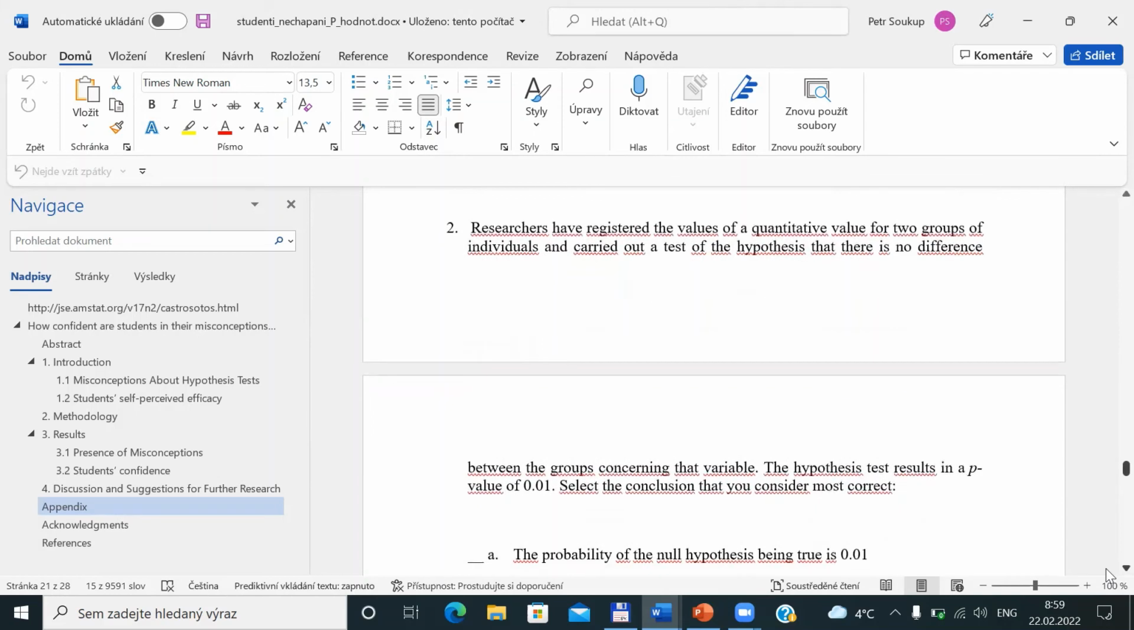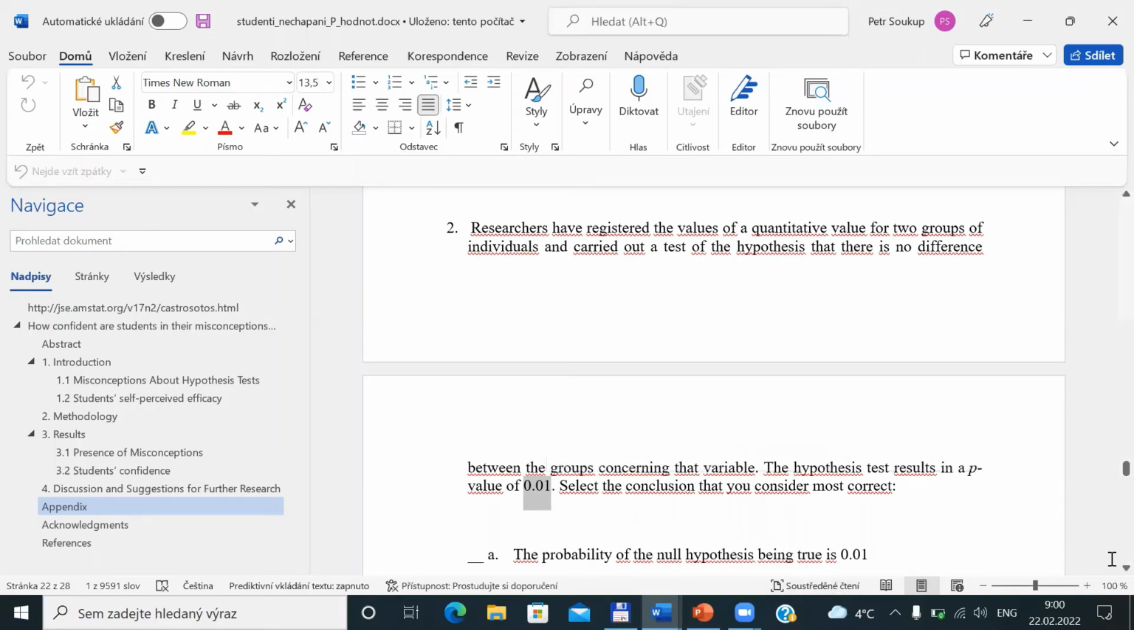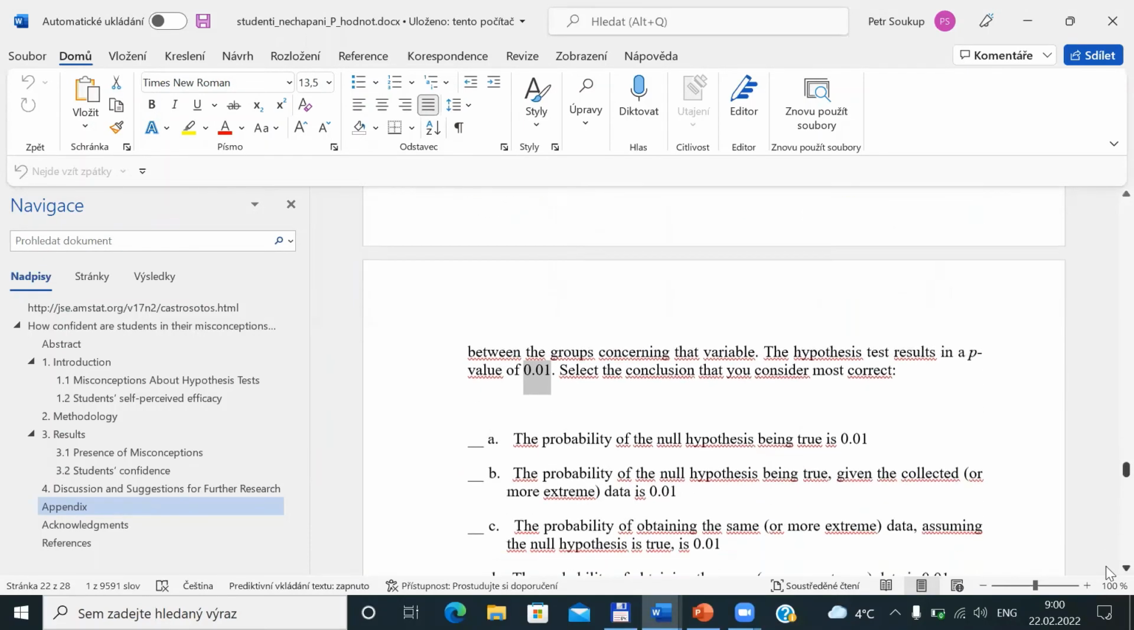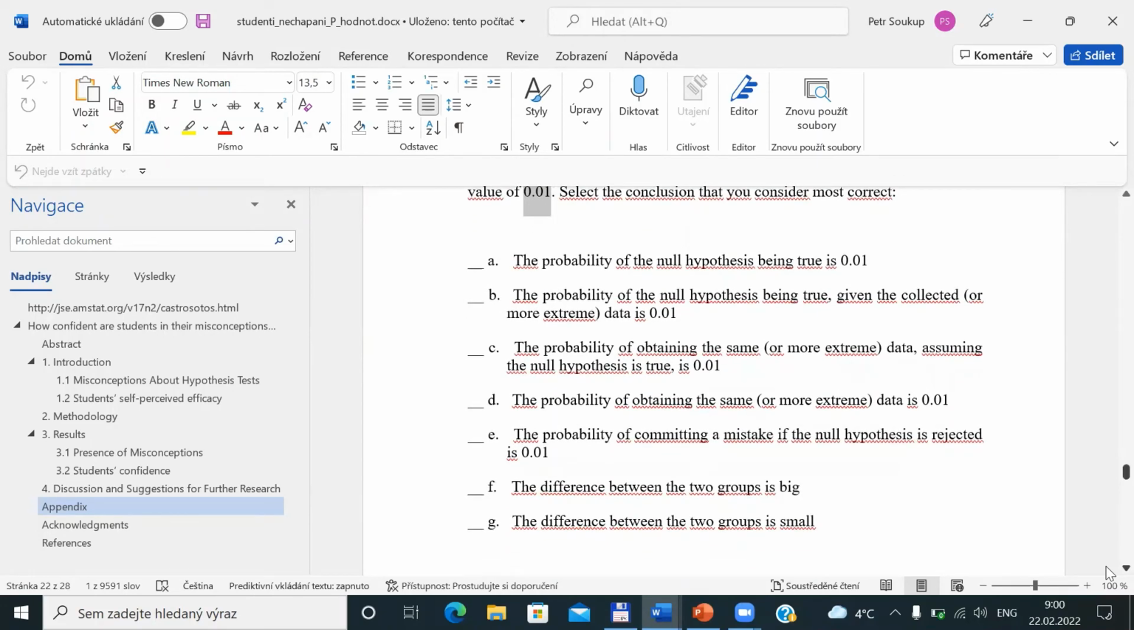So here it is. Once again, there is some research design, a comparison of 2 groups, and once again, p-value 0.01. The p-value 0.01 is not randomly assigned here, but you can imagine this is the same value as for the previous test. So there is some similarity between these 2 tests. And now, once again, 6 possible conclusions that could be drawn from this p-value 0.01.